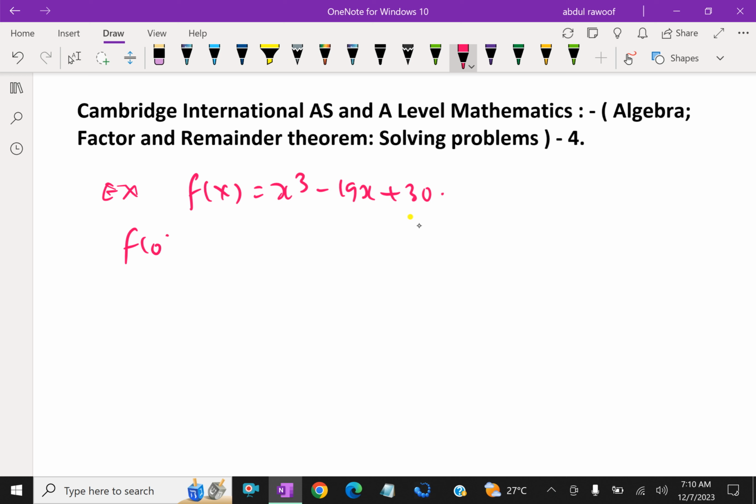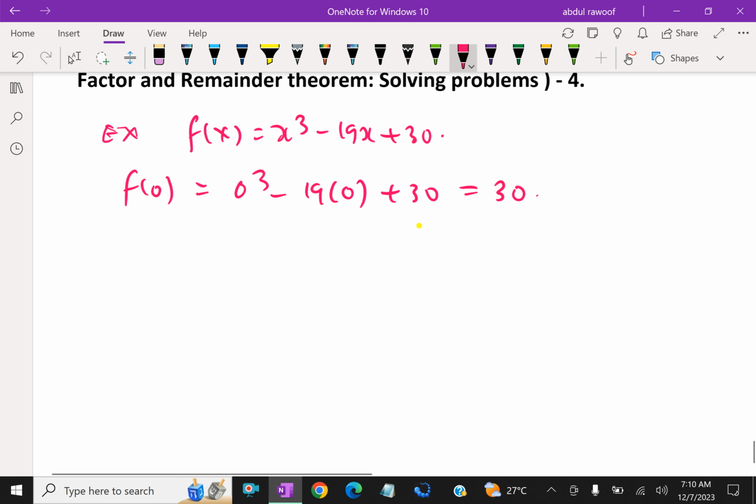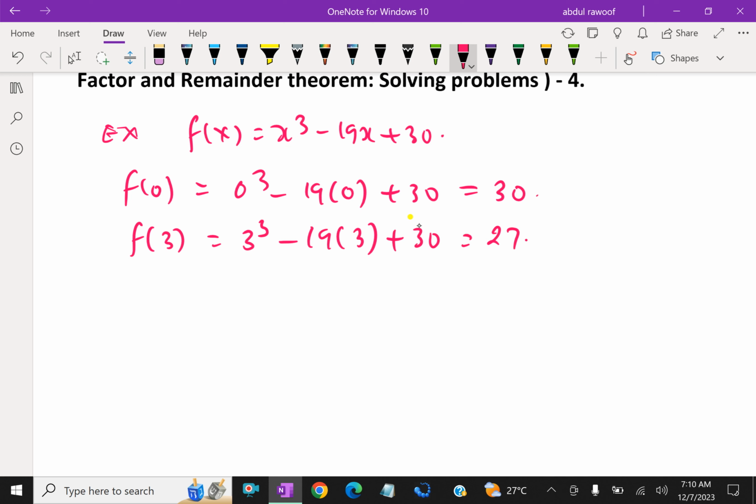First, f of 0 equals 0 cubed minus 19 into 0 plus 30, which is equal to 30. Then f of 3 equals 3 cubed minus 19 into 3 plus 30, which is 27 minus 57 plus 30, which is equal to 0. Then we got f of 3 equal to 0. Hence, write down the factor of f of x.